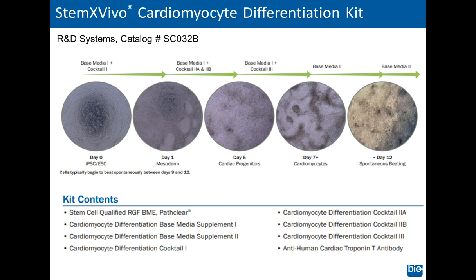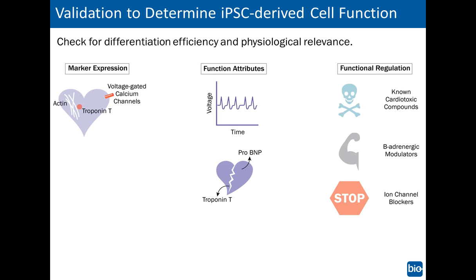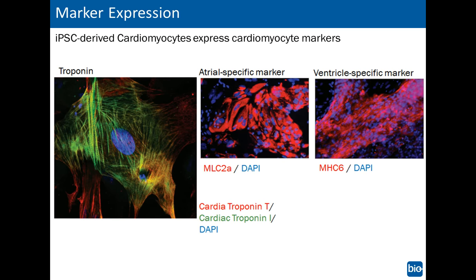So the StemXVivo Cardiomyocyte Differentiation Kit takes iPSCs and differentiates them into cardiomyocytes using a series of cocktails that are added along the sequence. And once we've got those differentiated cells, we typically validate them for marker expression and functional attributes. So in the case of cardiomyocytes, beat rate is the obvious one. And then looking at functional regulation. So will these cells respond to perturbations in the way that we would expect them to? And I'll just walk through a couple examples of each of these.